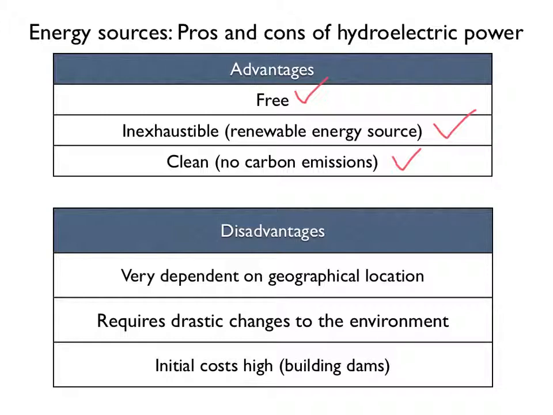The disadvantage is you can't do hydroelectric power just anywhere. It's very dependent upon geographic location. You need water, you need rain, you need a river, and you need to be able to dam up the river to form a lake. As a result of that process, it requires drastic changes to the environment. Okay, so taking a wild river and turning it into a lake has all sorts of effects on the ecosystem. And the initial costs are high because building dams is very, very expensive.